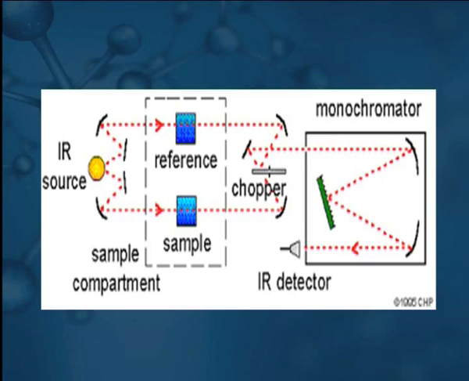Now you see in the diagram that there is a basic diagram which contains all the parts. IR source, second is the sample holder, sample compartment where we put the sample and the reference. It is in the form of solid, liquid or gas, and then it passes through the mirrors arrangement and then falls upon a monochromator. After the monochromator, the rays fall upon a detector. The detector will give the IR spectrum. So this is the basic arrangement: IR source, sample compartment, then monochromator, then detector.